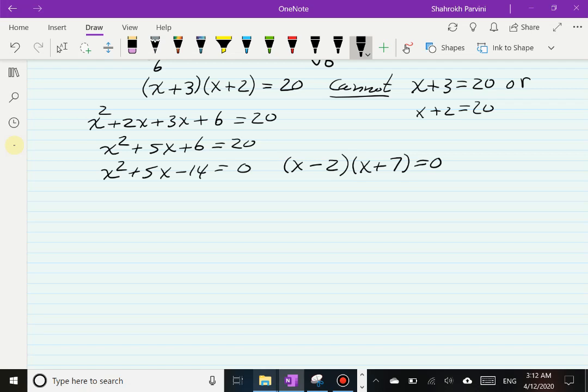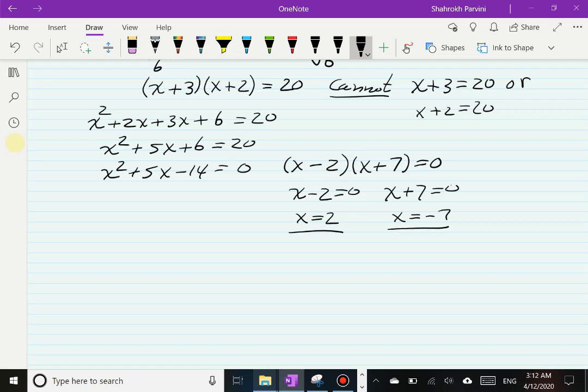Remember how the factored form works. We need two numbers that multiply to negative 14, and the same two numbers add to 5. The two are negative 2 and 7. The product is negative 14, and they add to 5. So we can write x minus 2 is 0, or x plus 7 is 0. x must be 2, and here x must be negative 7.